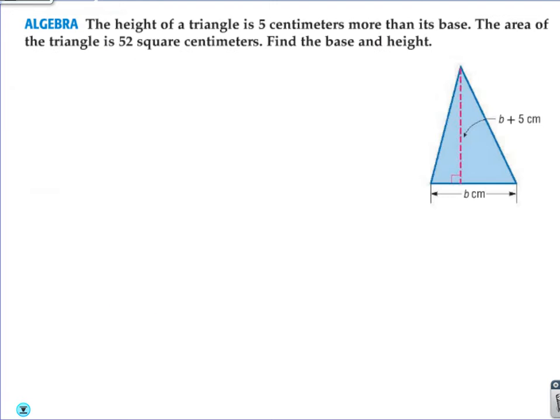Now let's work on the variable. The height of a triangle is 5 centimeters more than the base. And they've done you this favor, they actually gave it to you in a diagram. The height is 5 centimeters more than the base, which means the base is unknown at B. The height would be B plus 5. The area is 52.